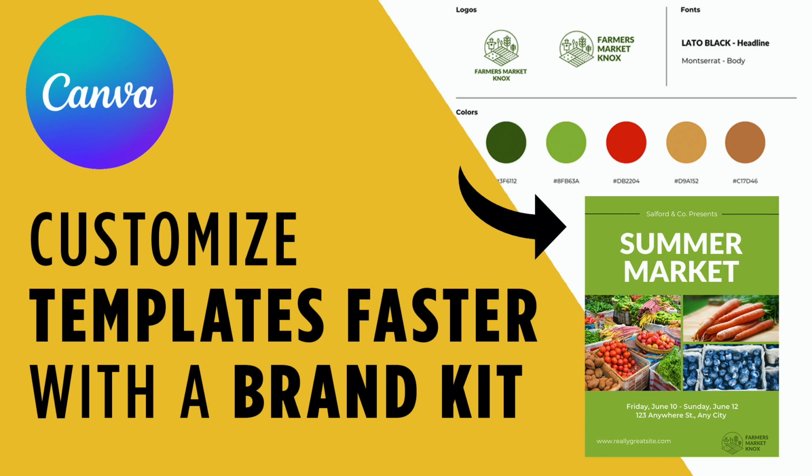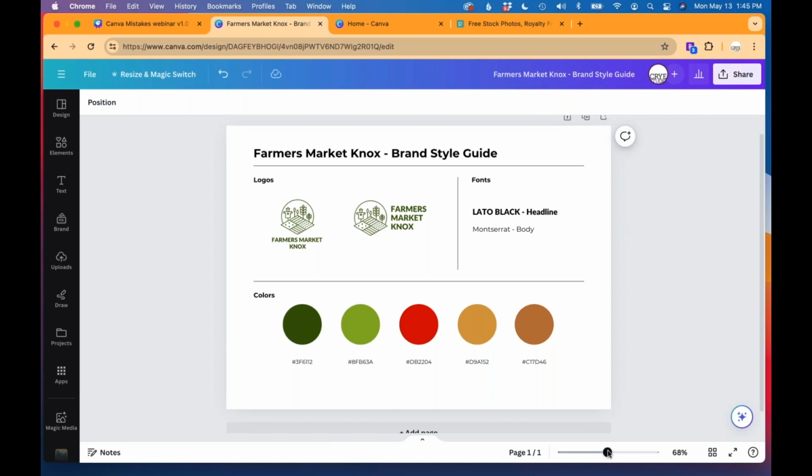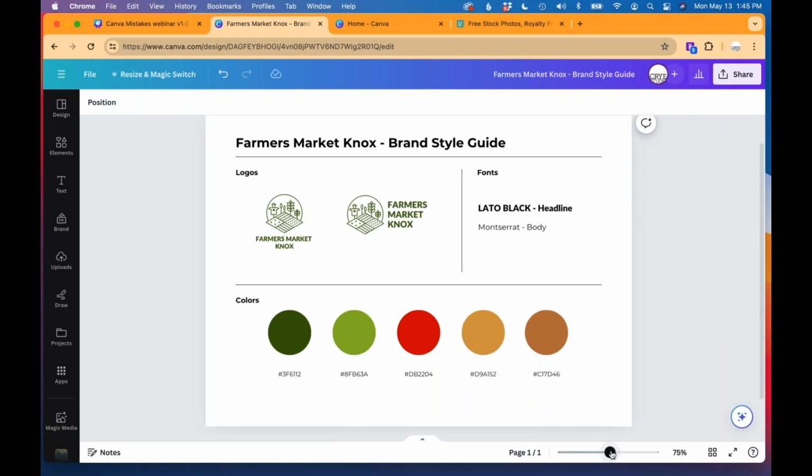In this tutorial, we will set up a brand guide and brand kit using Canva, and then we will apply that brand kit to a flyer and Instagram post template. I'm going to create a flyer and a social media graphic for this brand.